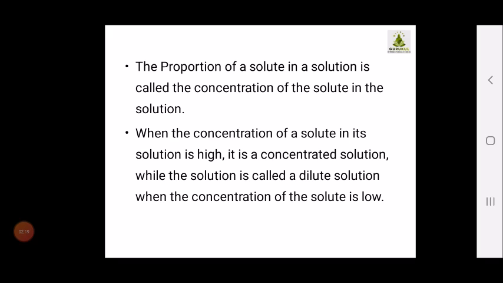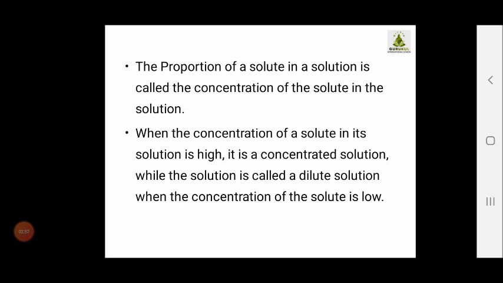Now the proportion of a solute in a solution is called the concentration of the solute in the solution. So the proportion of the solute in a solution is known as the concentration of solute. When the concentration of solute in its solution is high, when the solute is more, the solution is said to be concentrated, and when the solute is less, it is known as a diluted solution.